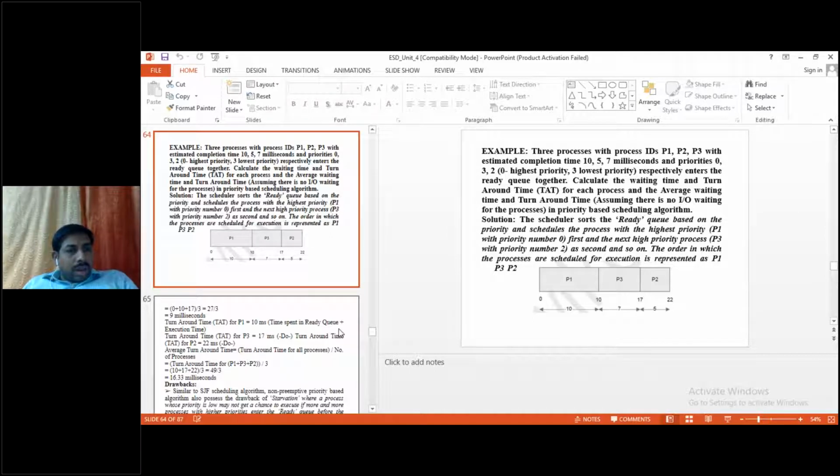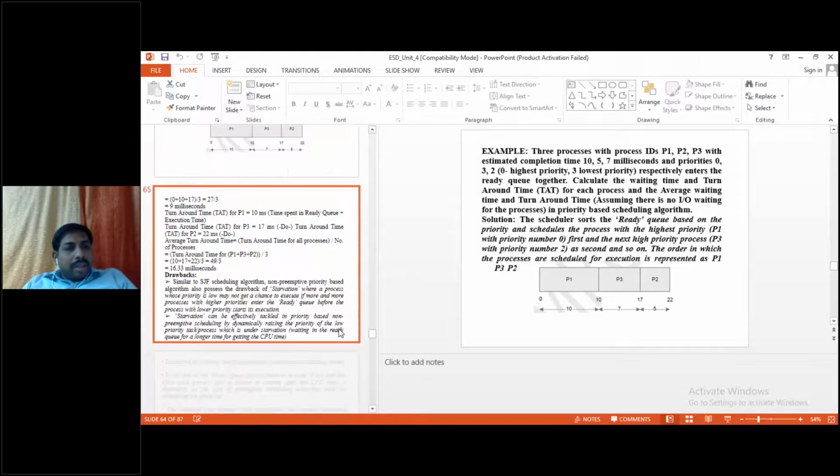So if you see the turnaround time for P1, it is 10 milliseconds. Turnaround time for P3, it is 17 milliseconds. Turnaround time for P2, it is 22 milliseconds. And the average turnaround time will be 16.33 milliseconds.